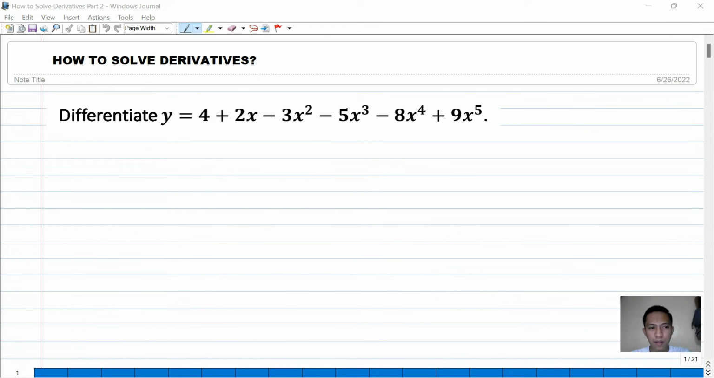So in this first problem guys, we have: differentiate y is equal to 4 plus 2x minus 3x squared minus 5x cubed minus 8x raised to 4 plus 9x raised to 5. Okay, so pag sinabi guys na differentiate, what we are going to find or to compute here or to solve here is yung y prime natin. Y prime, or in other notations guys, it is f of prime x.